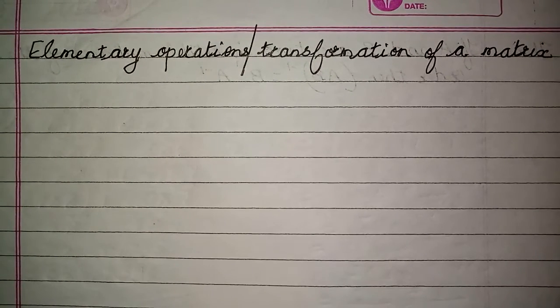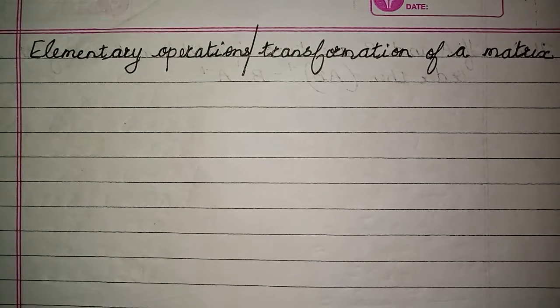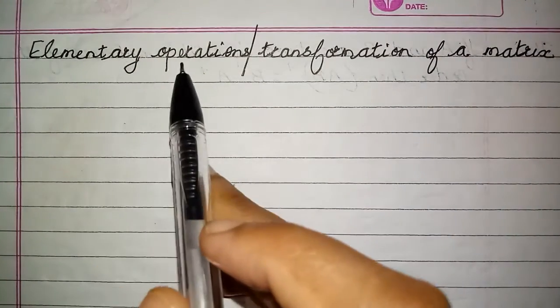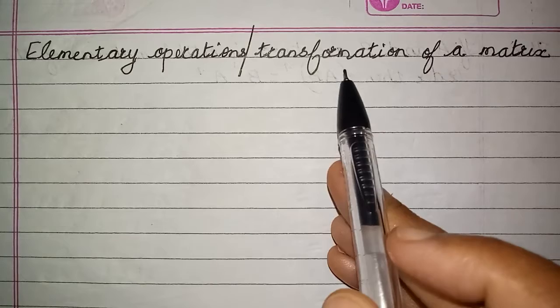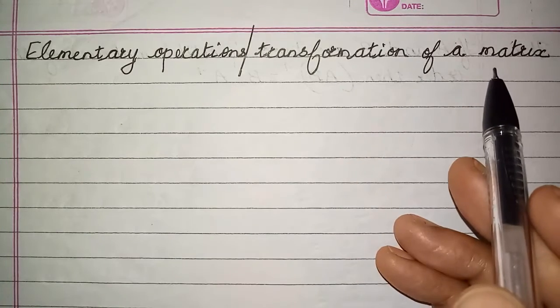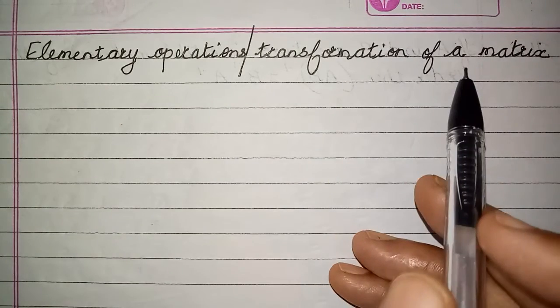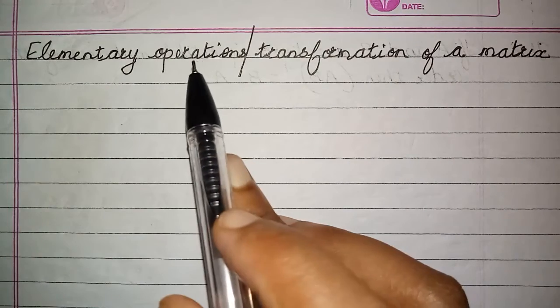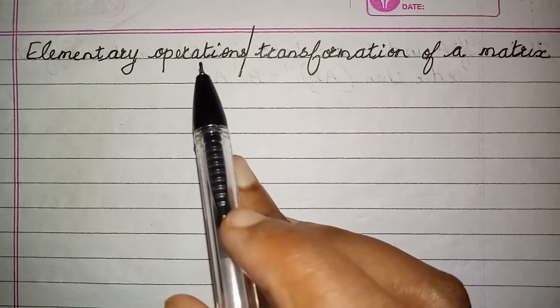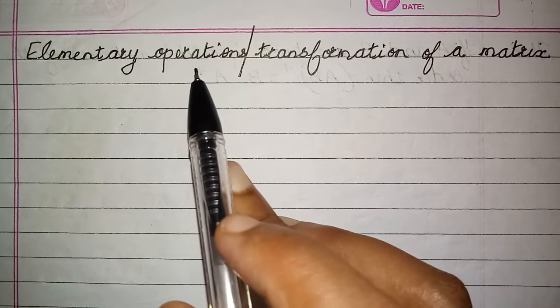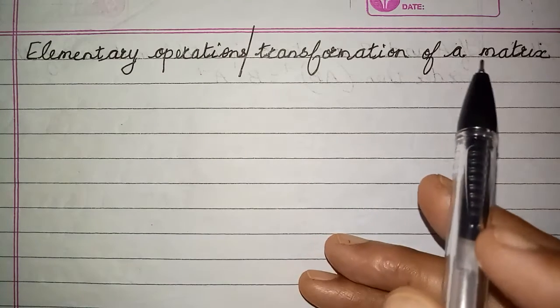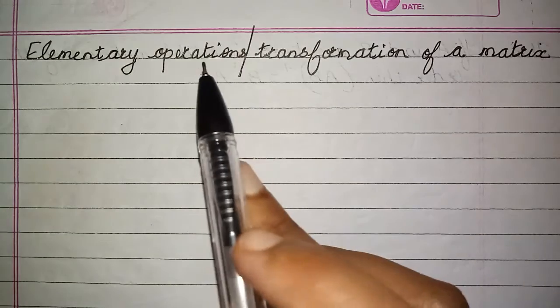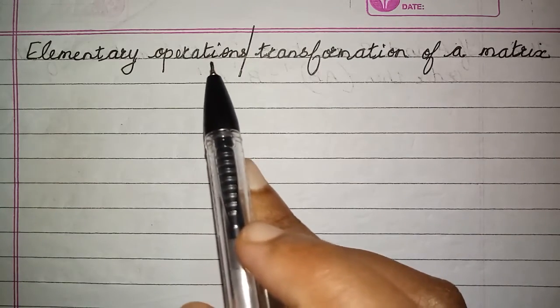Today we are going to learn a new concept, that is, I have written here, elementary operations or transformation of a matrix. That means given any matrix, you can do some elementary operations. You know what are elementary operations? Addition, subtraction, multiplication, division, right? So it says that you can transform a matrix using some elementary operations.